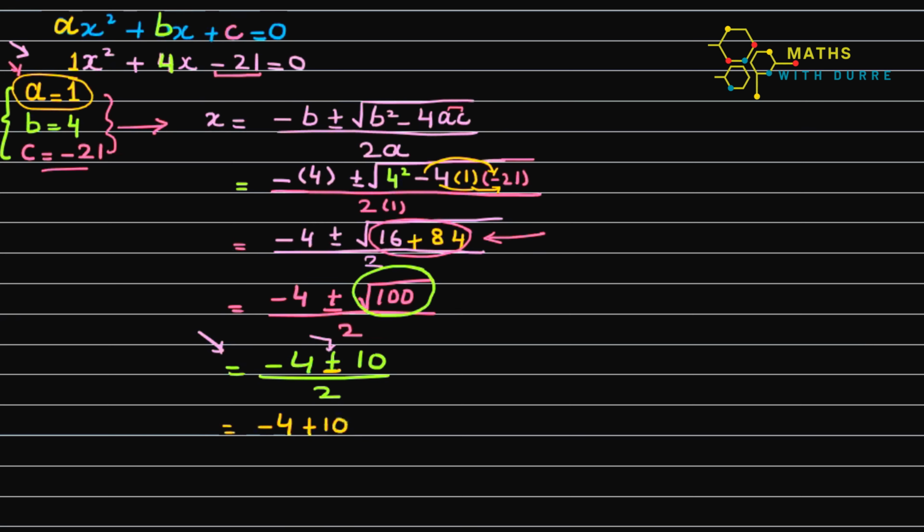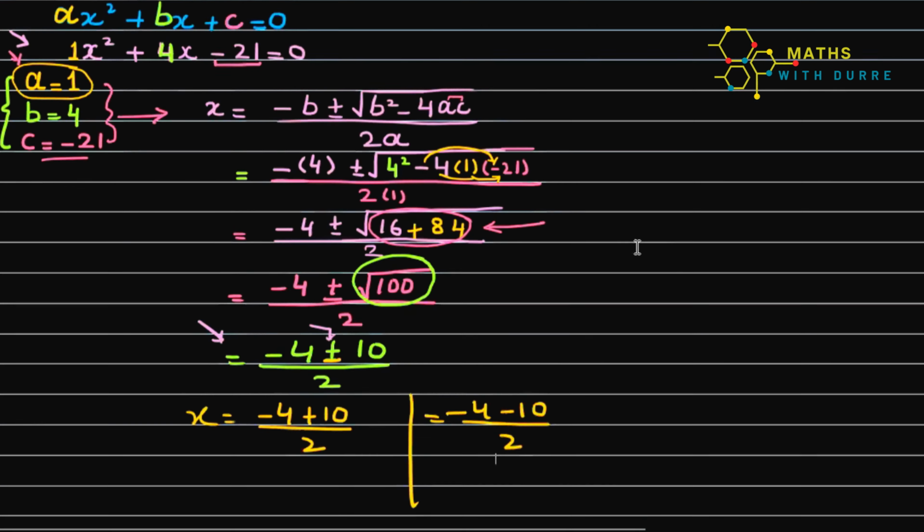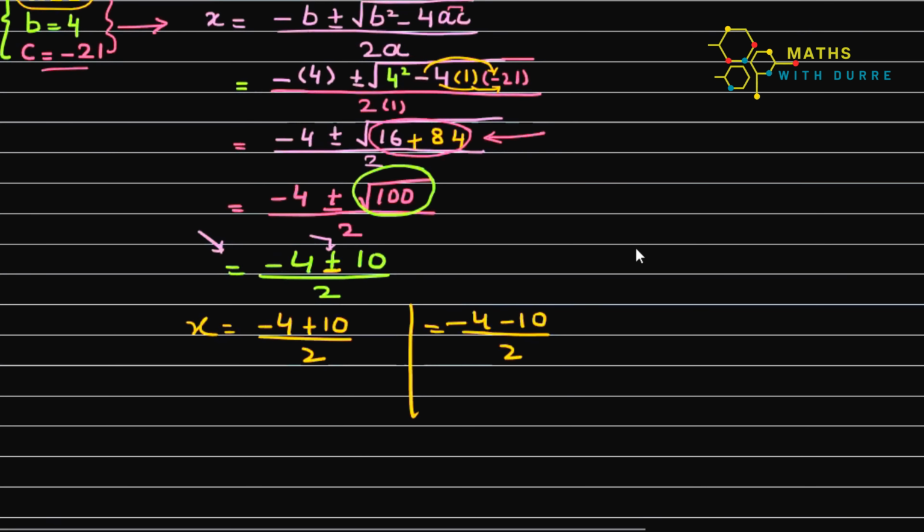−4 plus 10 upon 2, here I have done it only with plus, and now −4 minus 10 upon 2. Got it? Because this formula basically gives you two roots, one with the plus sign and the second one with the minus sign. All right. Now solve it further. −4 plus 10 is giving you 6 upon 2. Now 2 times 3 is giving you 6, and 3 is the answer. The first root is 3. The value of x is 3.